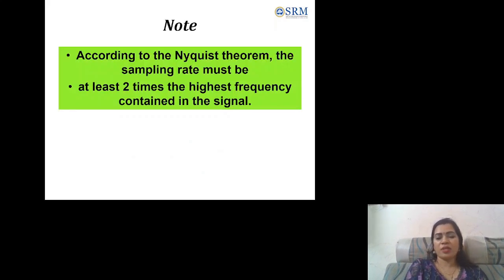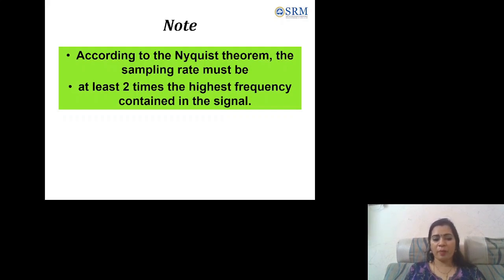And next, we need to discuss what we mean by sampling rate, and why we need to consider the sampling rate or the frequency. So, what are the restrictions on Ts? This question is elegantly answered by the Nyquist theorem. According to the Nyquist theorem, the sampling rate must be at least 2 times the highest frequency contained in the signal, and it is also known as the minimum sampling rate, which is given by the following formula: Fs is equal to 2 times Fh.